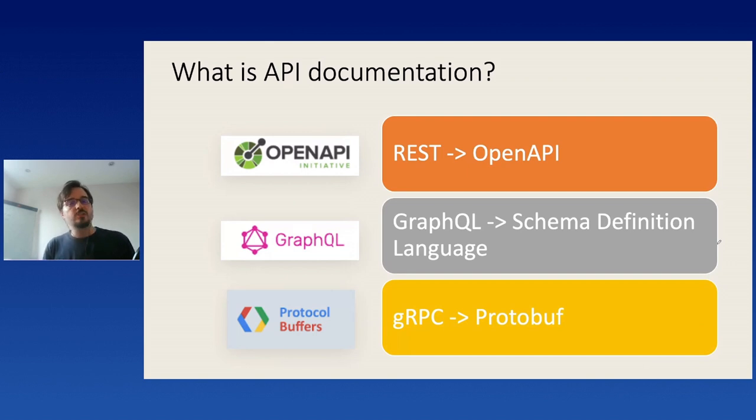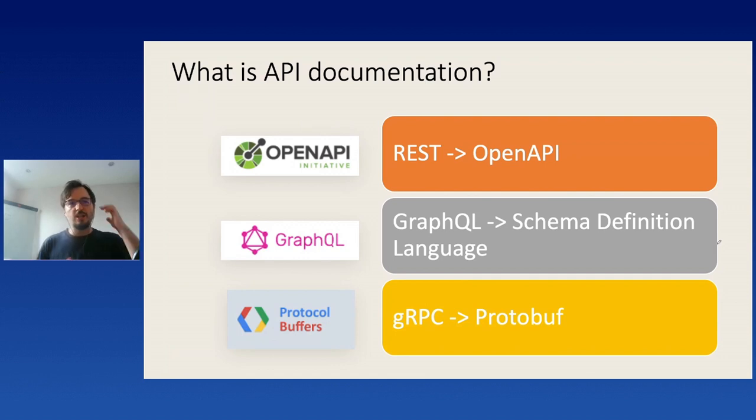And what counts as documentation depends on the type of API that we are working with. If it is a REST API, we want to use the OpenAPI specification format. If it is a GraphQL API, we want to use the Schema Definition Language. And if it is a gRPC type of API, then we want to use protocol buffers. In that case, there is no other way of working with the protocol.